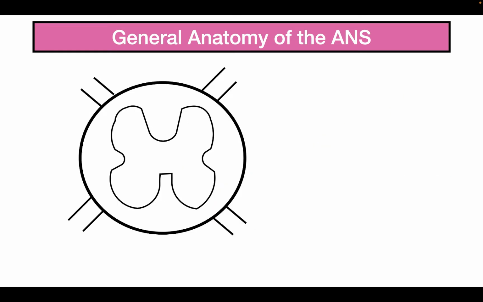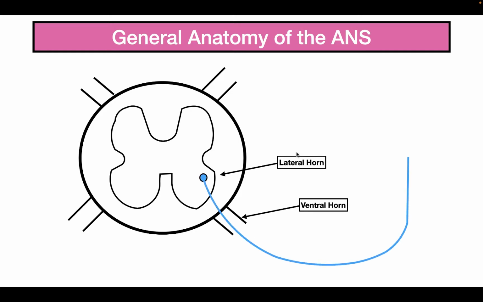Now we're going to look at a cross-section of the spinal cord. There are two main regions we have to worry about: the lateral horn and the ventral horn. The first thing we see is our preganglionic neuron. The preganglionic neuron's cell body is going to be found in the lateral horn of the spinal cord. The preganglionic neuron will then shoot its axon through the ventral horn into the peripheral nervous system.